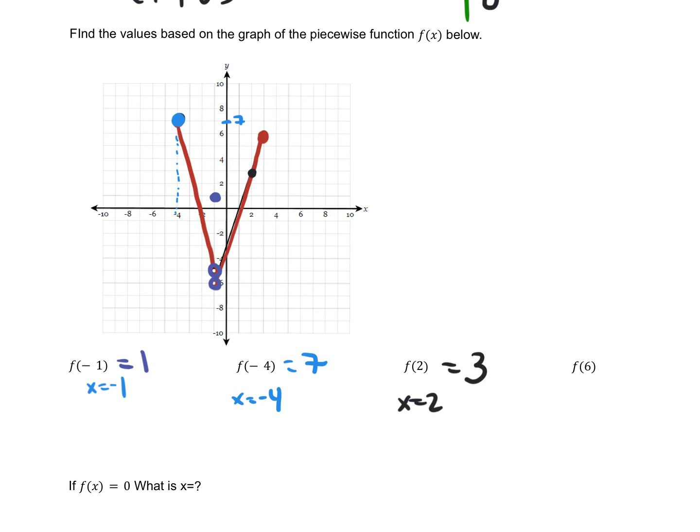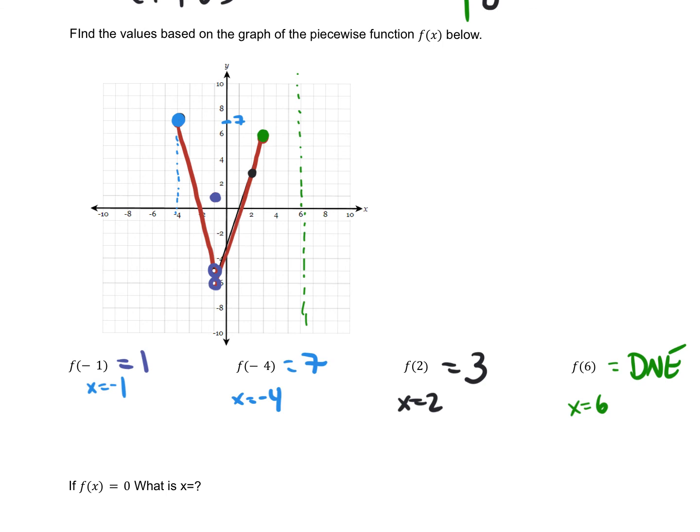Finally, f of 6. If you look at the function when x equals 6, 6 is here, I can go up and down, and I do not see any graph. This graph actually stops at x equals 3. So this one we would say does not exist, because there is no y value for x equals 6, because there's no graph when x equals 6.